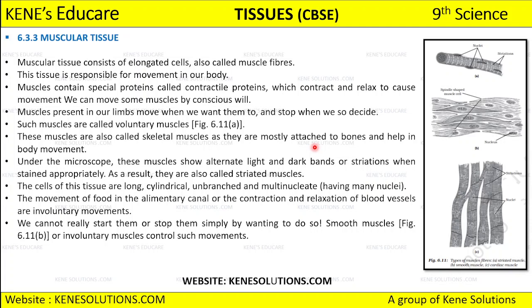So under the microscope, when you see this muscle, you will see that there are certain alternate light and dark bands or striations. Can you see the striations here? Do you see light and dark bands on these muscles? So when you observe this under the microscope, you will see alternate light and dark bands or striations which can be seen when we stain it appropriately. Okay, and we also call these striated muscles.